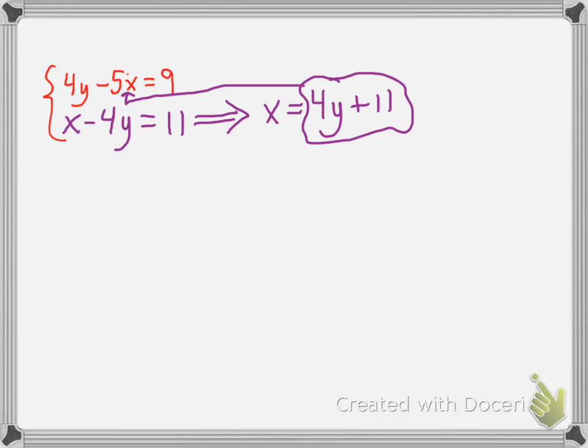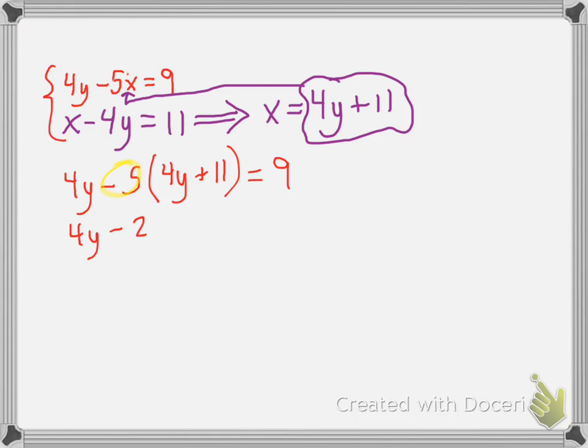So I'm going to rewrite it down here. I have 4y minus 5. I need the parentheses because it's the quantity, it's the binomial. 4y plus 11 equals 9. I'm going to have to use some distributive property. When I distribute, I'm going to have to make sure that I pay attention that that's -5. So I'm going to get -20y minus 55 equals 9.